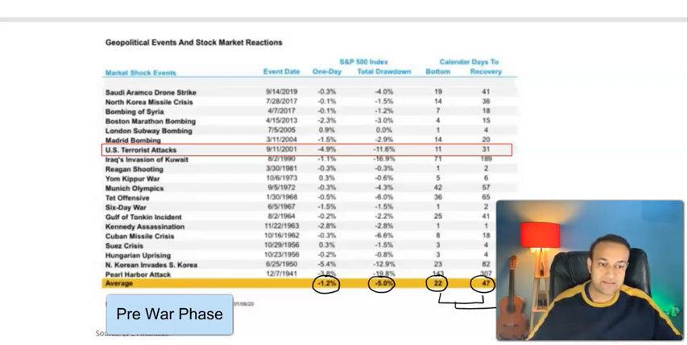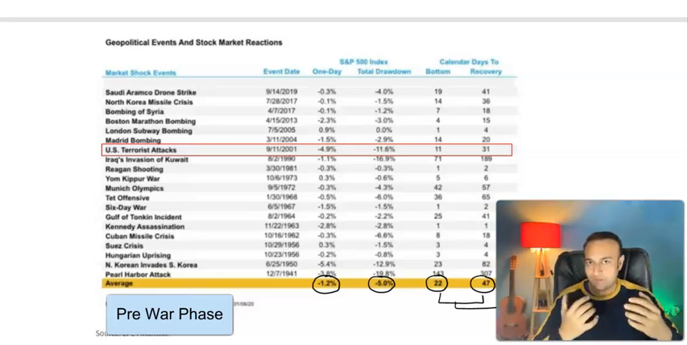The next column is basically calendar days to the bottom. So how many days did the stock market take to reach its bottommost level? That is the total drawdown. And finally, after the stock market reached its bottommost level, how many days did it take to come back to the same level to which it was trading before the inciting event?